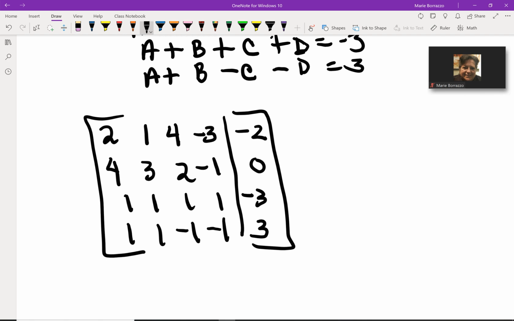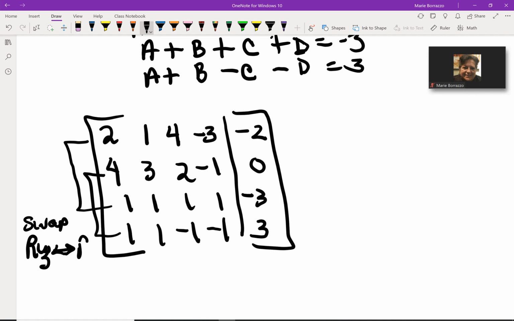Okay. So the first thing I want to do is I want to swap some rows out. So I'm thinking I'm going to swap row 3 and row 1 and row 4 and row 2. So, in more formal language, I would say swap row 3 with row 1 and swap row 4 with row 2. All right. And so let's begin that swap.